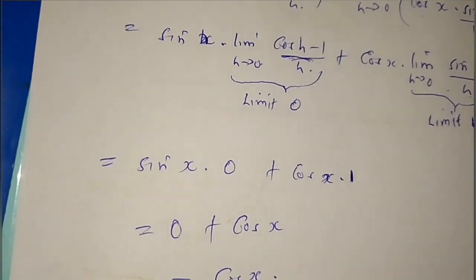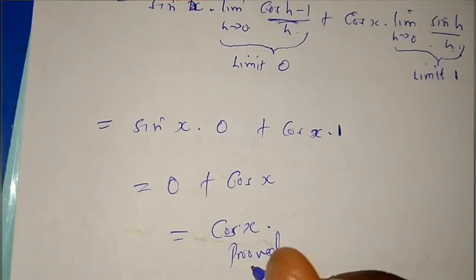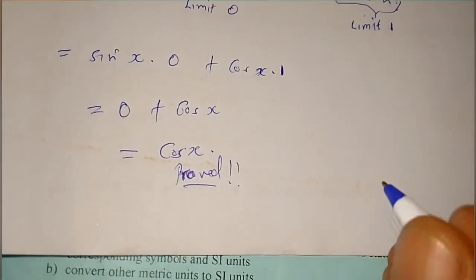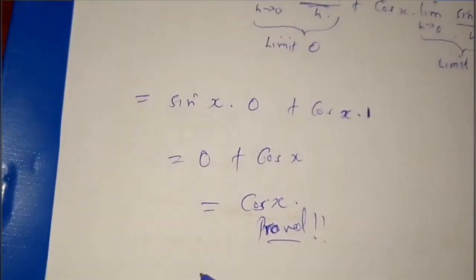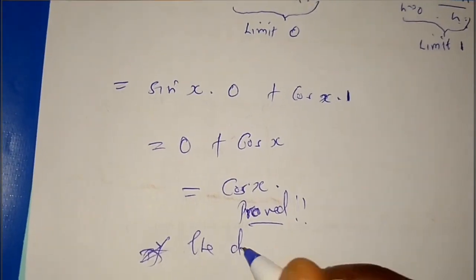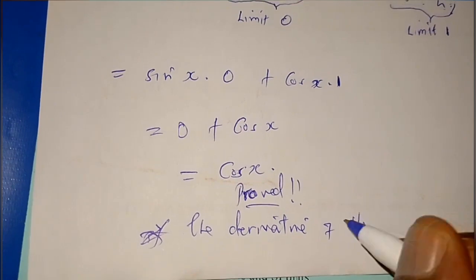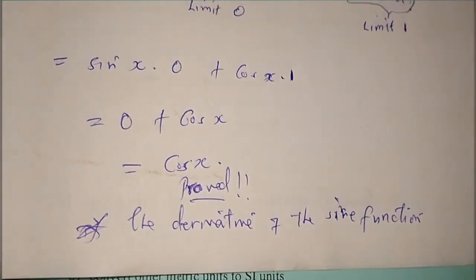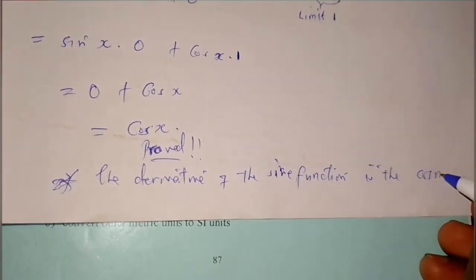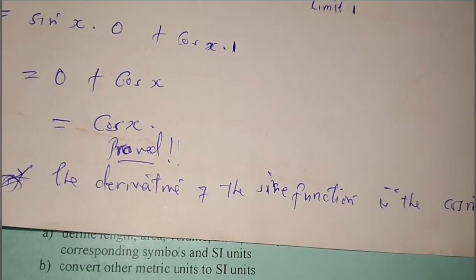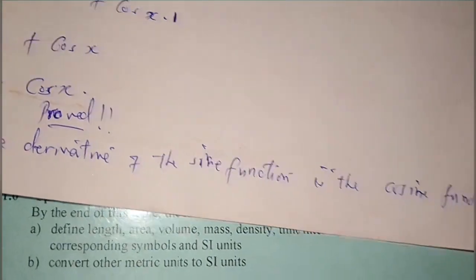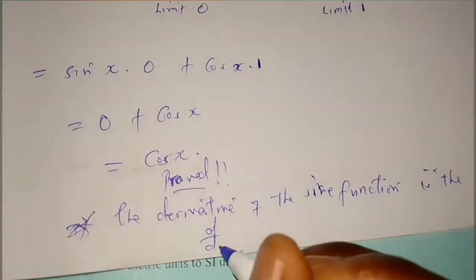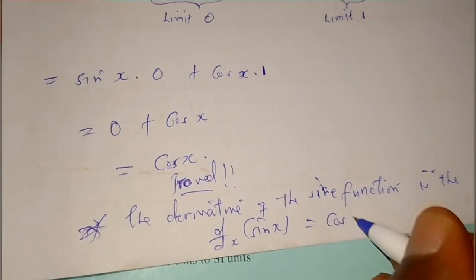And now we have proved, and we can say in brief, that the derivative of the sine function is the cosine function. So d/dx of sine x is equal to cos x.